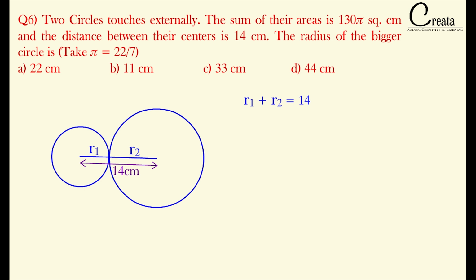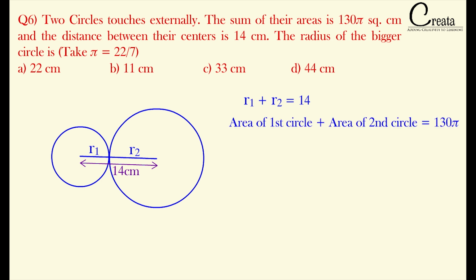These two circles are touching each other, so there will be no gap between them. That is, r1 plus r2 will be equal to 14 centimeter. There will be no gap between the radii of both circles. Okay, got it? Further, it is also given that the sum of the areas of both circles is equal to 130 pi.